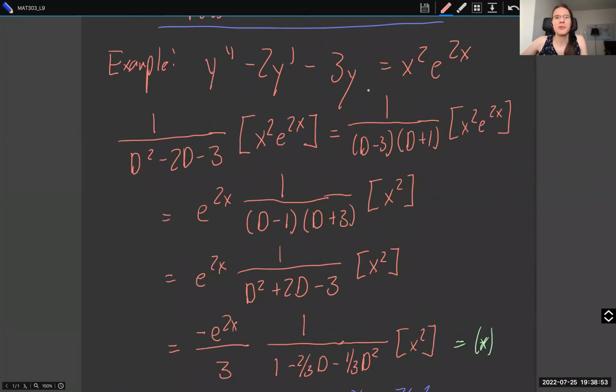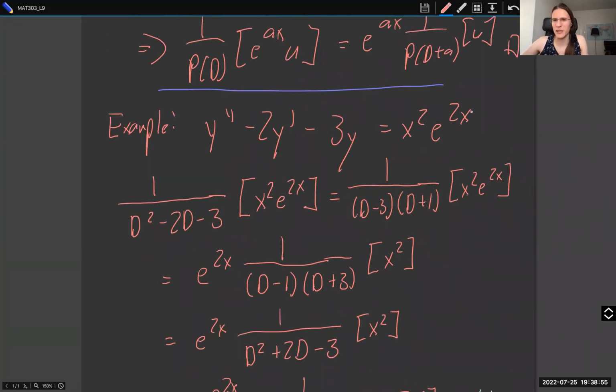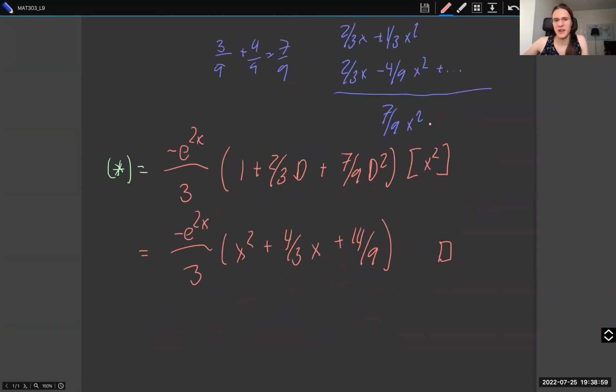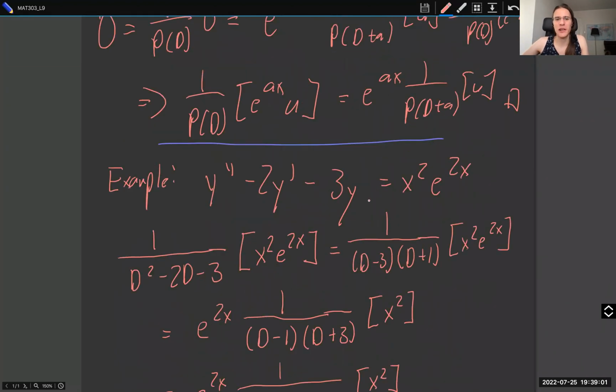So now we know how to solve equations that aren't just polynomials, but that are polynomials multiplied by exponentials. And this is much shorter. This is easier than variation of parameters.